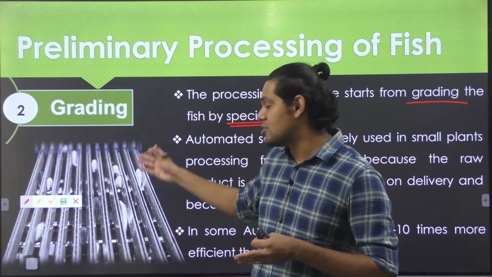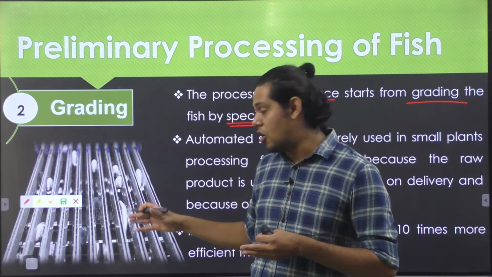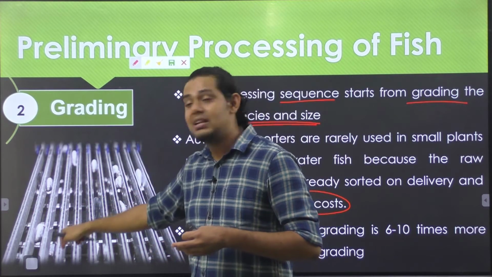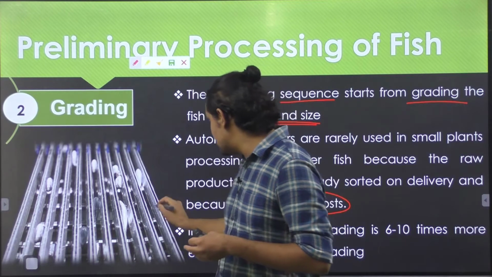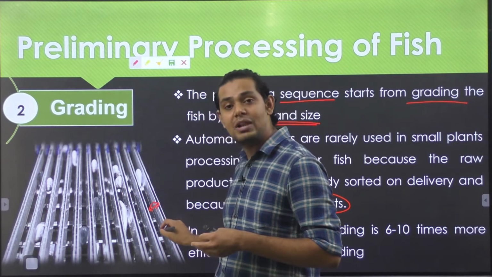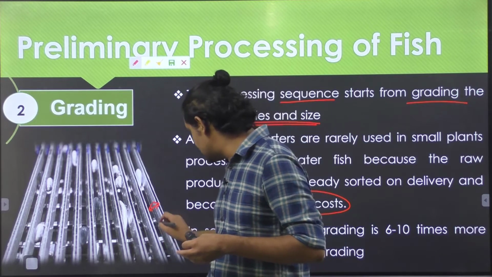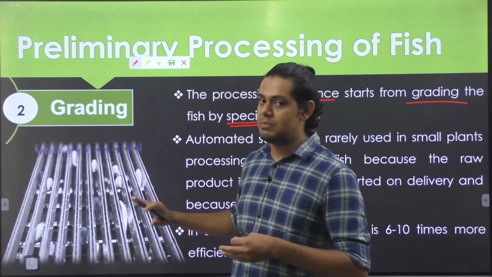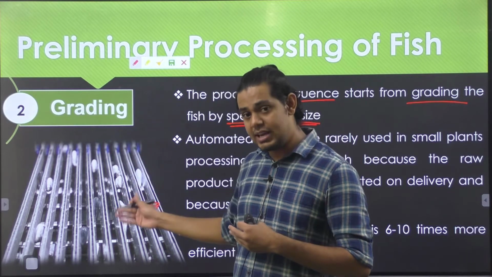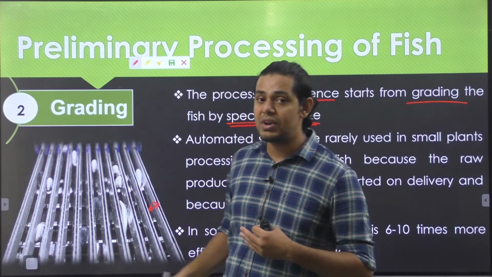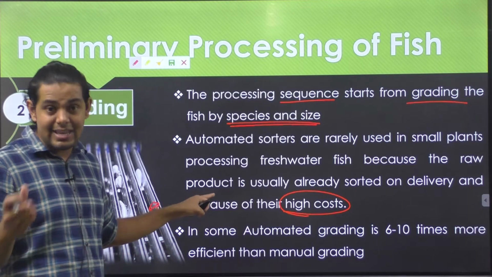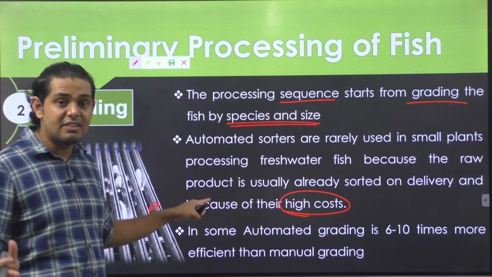In big industries or large plants, they will be using automatic sorters, as you can clearly see in this particular picture. There is a specific length or width where the fishes will actually fit in. Based on this width, the fish will be sorted accordingly. This is the manner in which the grading of the fish happens in a larger plant. In the smaller plants, it is done manually and therefore it is a labor intensive process.